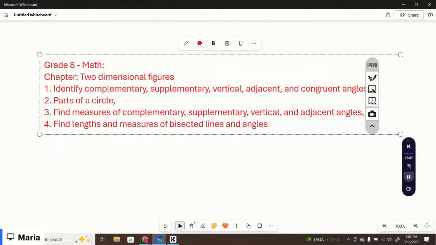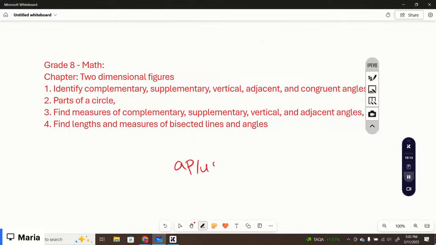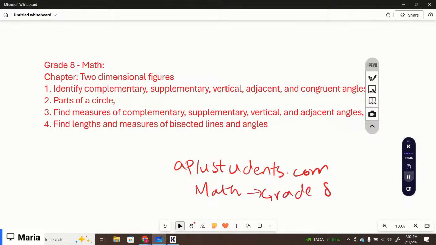You can find all the lessons on plusstudents.com. You have to log in there using your email address and password as provided by the administrator. Then you have to select Math and the subject tab. Scroll down to grade 8 Math and then click on View All Lessons. There you can find a list of the chapters.